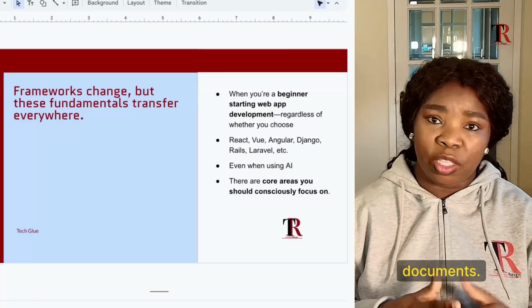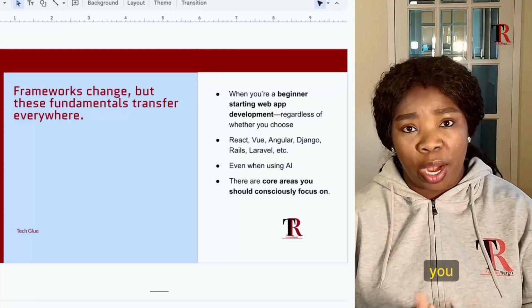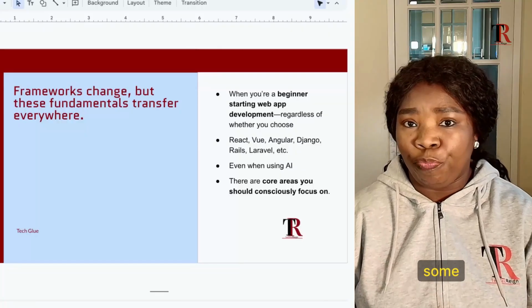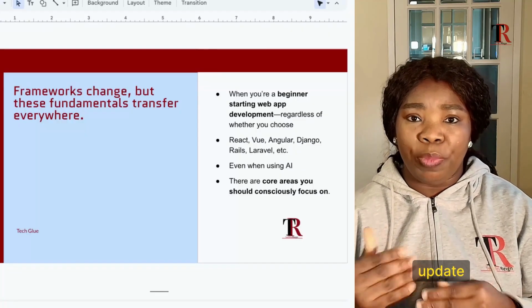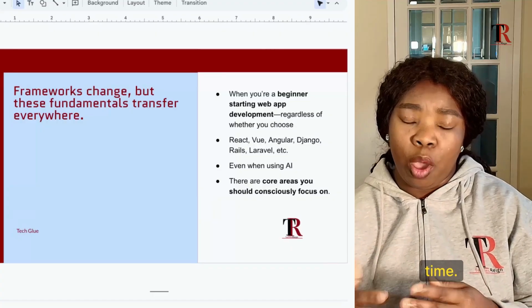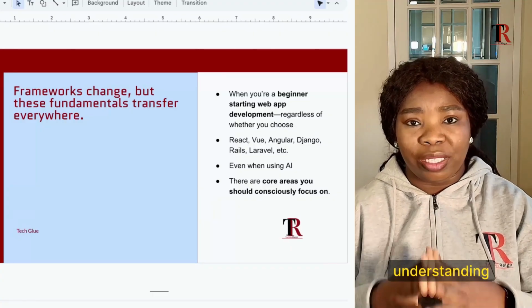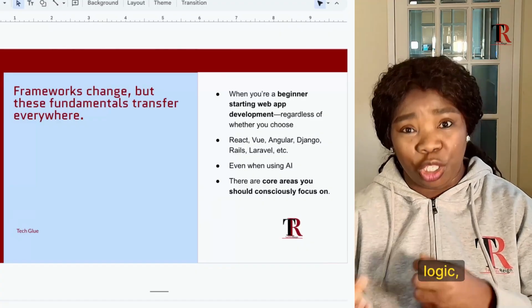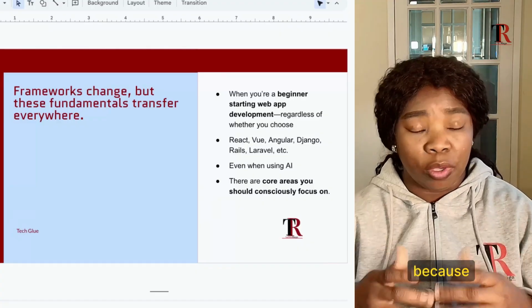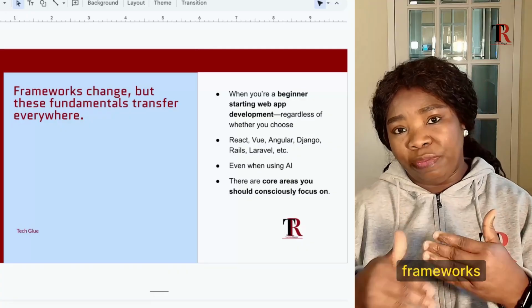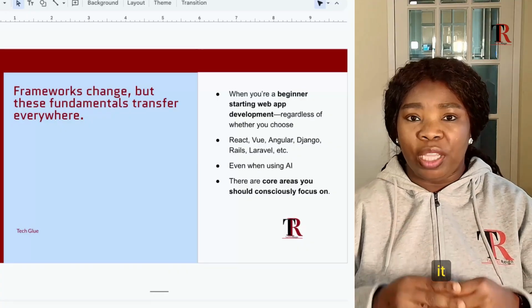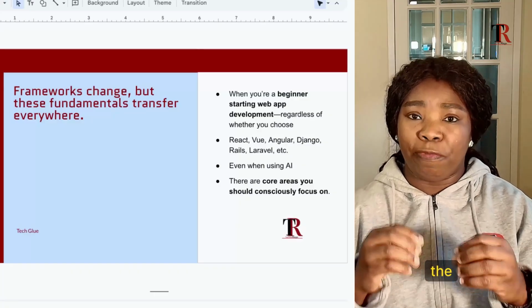They update documents. Let's say you learned React or you learned Vue.js. The frameworks change because they update their documents from time to time. But the knowledge and understanding of the fundamentals and the logic are the ones that remain, because they don't change. It's the same concept, the same ideology that all these frameworks are building on. So it is important for you to know the fundamentals.